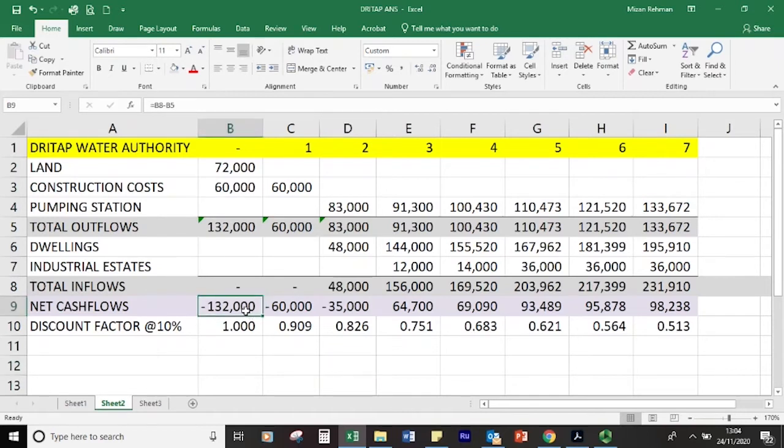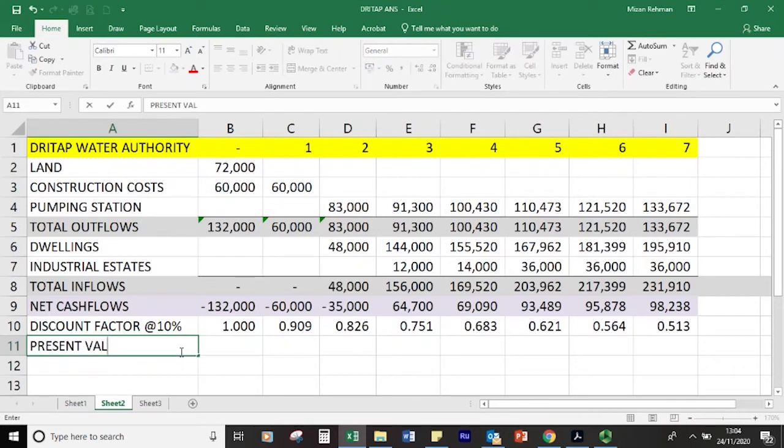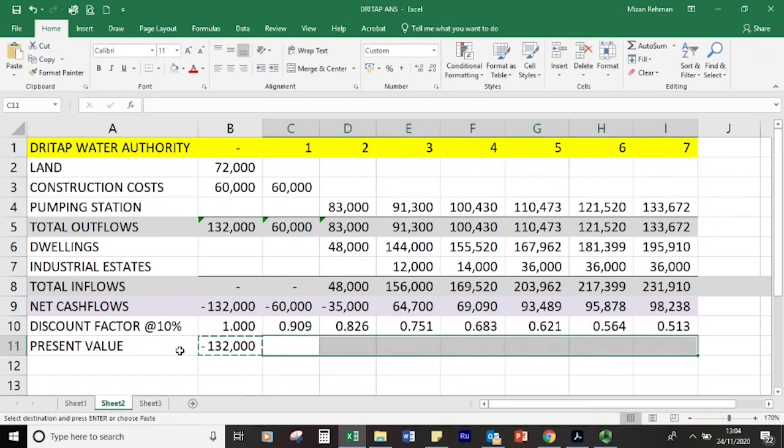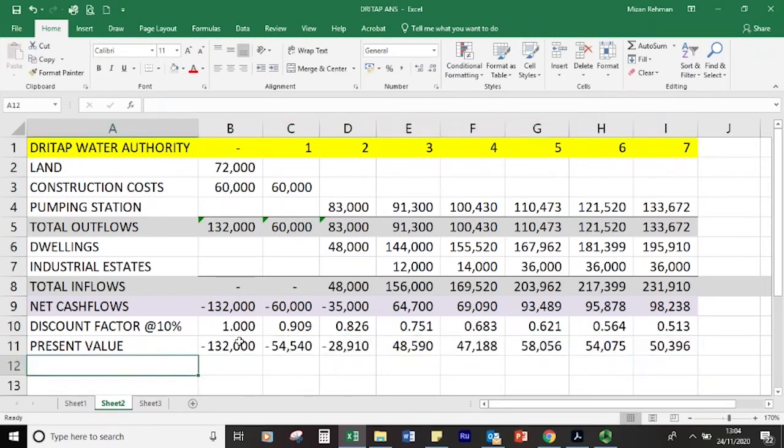So we have net cash flows, we have discount factor, and we get present value, which is discount factor times net cash flows. Control C and Control V, and we get that.